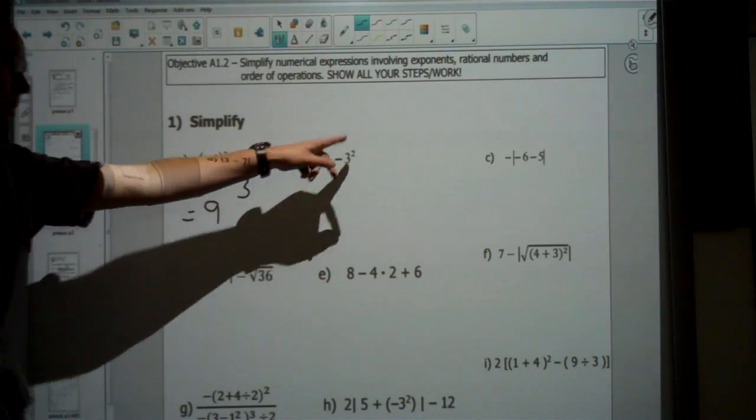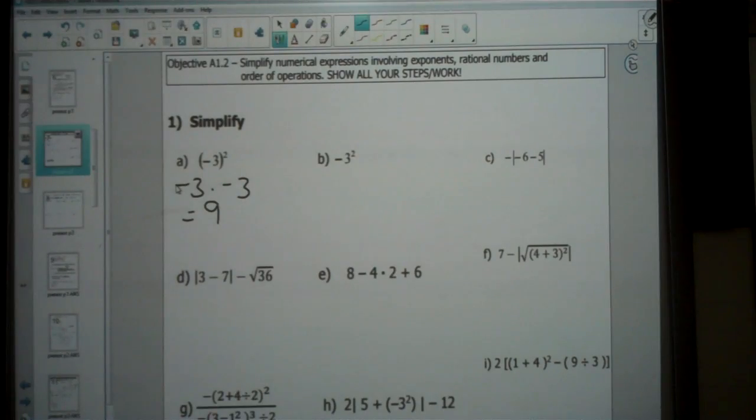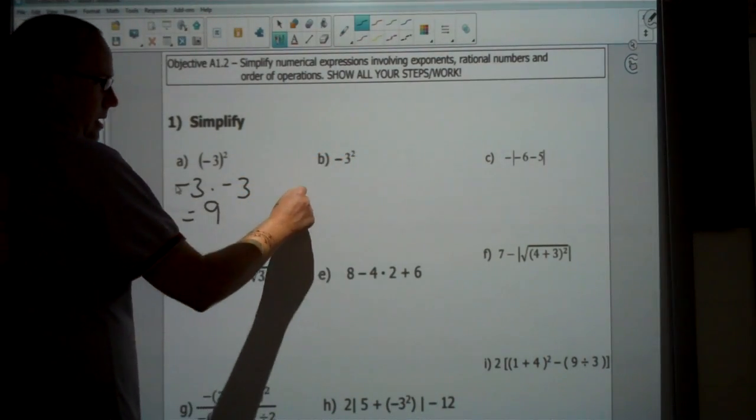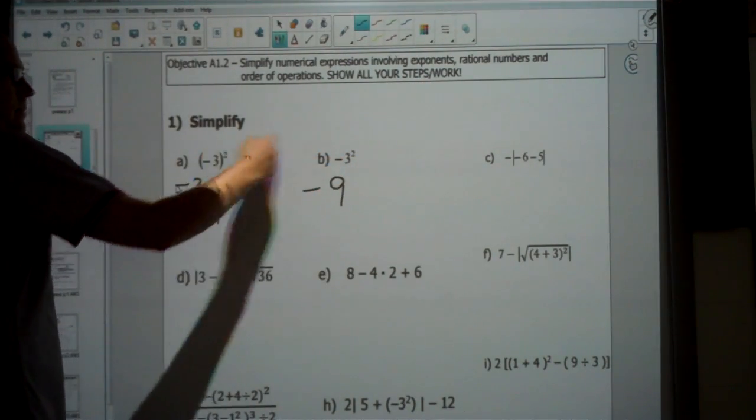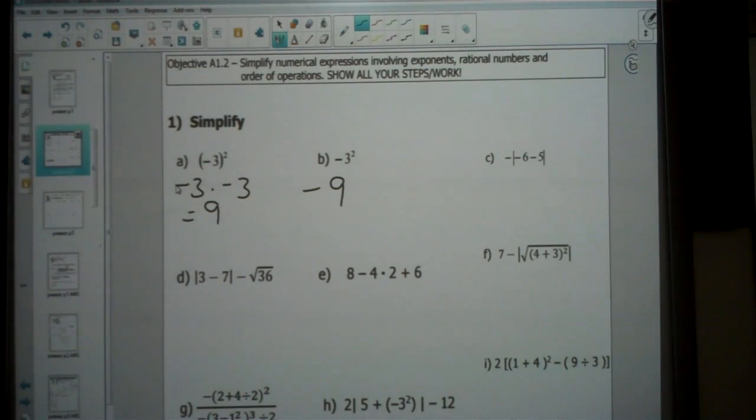Now if we're doing the second question, order of operations, I'm going to do my exponent before I do my subtraction. So I would work out 3 squared, which is 9, and then give it a negative. Be very careful in those two questions. A lot of people put negative 9 for both of those answers. So make sure you know the difference between those.